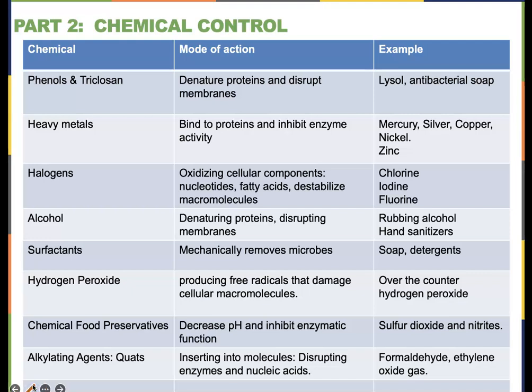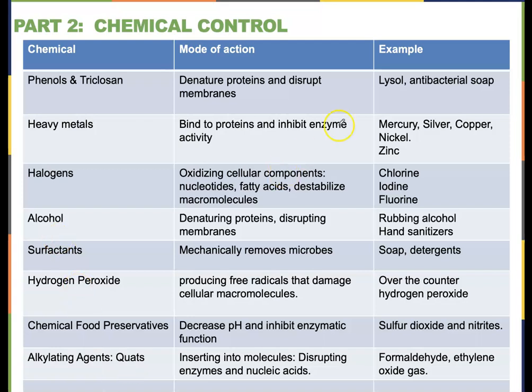All right, this is part 2 of chapter 13, part 2 of 2. We're going to go into now chemical control of microbes. We did talk about in part 1 physical control. So now we're going to look at these different chemicals that we use to disinfect the world around us.